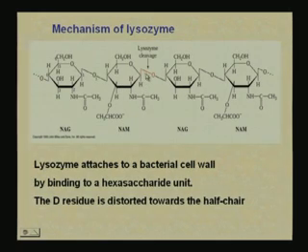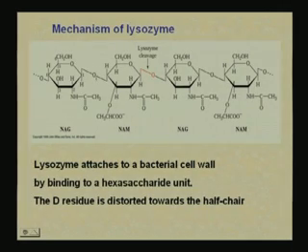Then we have the lysozyme that acts exclusively on this bond. It does not cleave this bond. It is that specific. It will only cleave the beta 1,4 glycosidic linkage. So what does it do? The lysozyme attaches to a bacterial cell wall by binding to a hexasaccharide unit. What is this hexasaccharide unit? It is the A, B, C, D, E, F alternating NAG-NAM units that we saw in the previous slide.